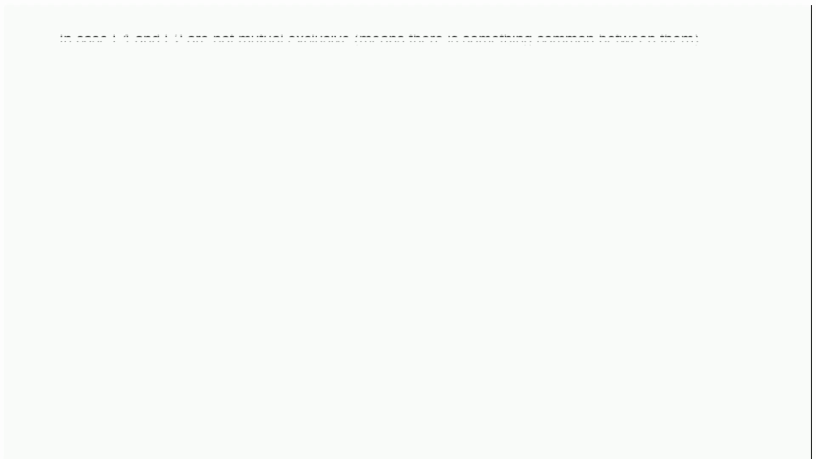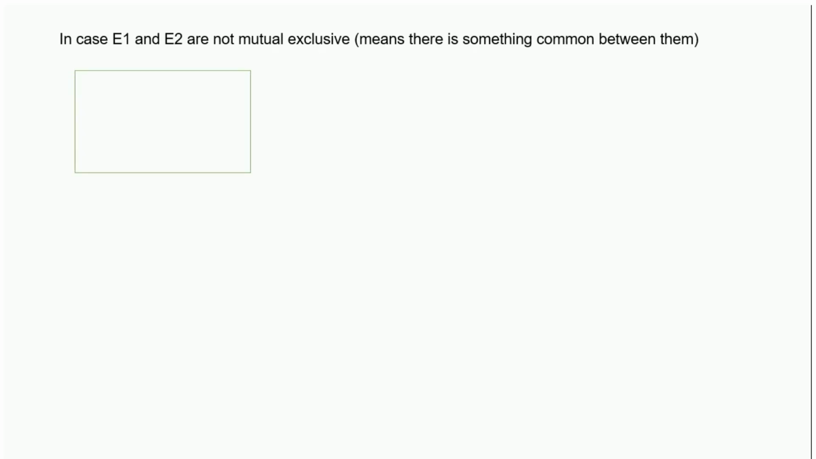Now, in case two events E1 and E2 are not mutually exclusive, meaning there is something common between them. That is, we have a sample space, and inside this sample space we have two events, event E1 and event E2, and there is something common between them. That's why they are not mutually exclusive. For this we can say that E1 union E2 equals E1 plus E2 minus E1 intersection E2.